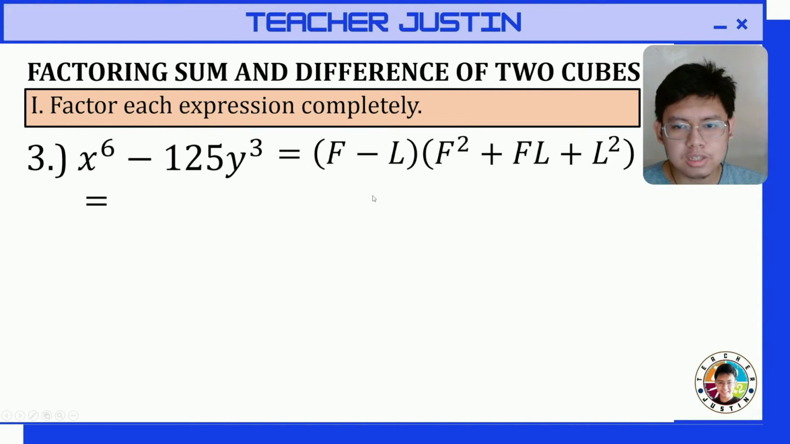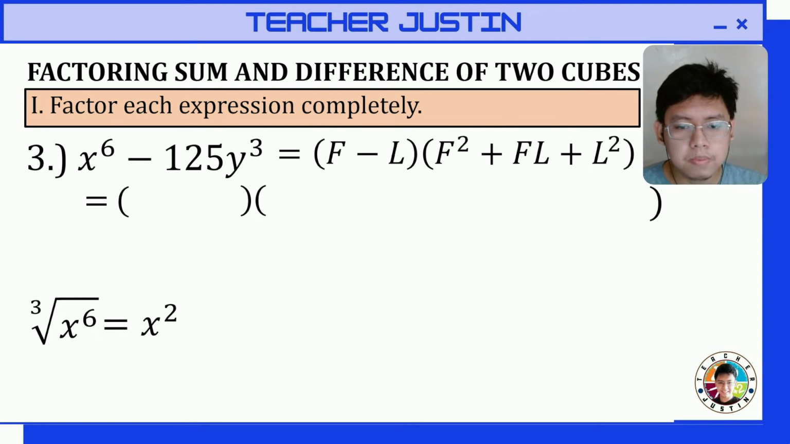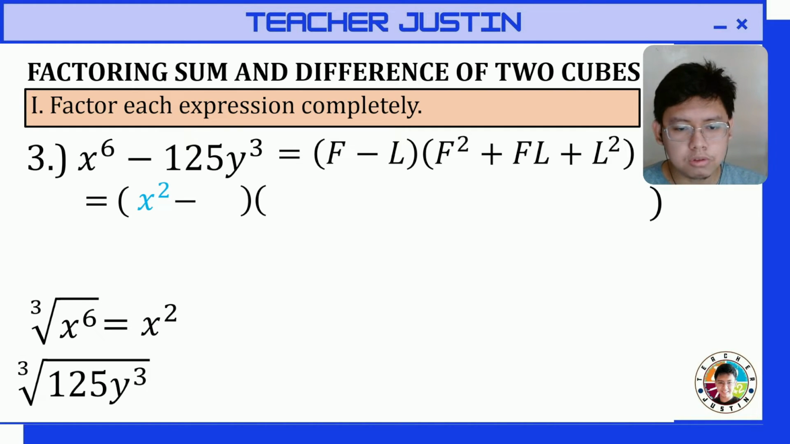Now, let's proceed to our first step, which is prepare tayo ng dalawang groups. Tapos, identify natin yung value of f and l natin. So, yung f natin is the cube root of the first term. So, the cube root of x raised to 6 is equal to x squared. So, yan yung ating value of f. Tapos, lagay natin yung minus, kopyahin natin yung pattern. Tapos, let's get the value of l. So, l is the cube root of the last term, which is the cube root of 125y raised to 3. Tapos, let's get the cube root of that. That will give us 5y. So, lagay natin dito, 5y.